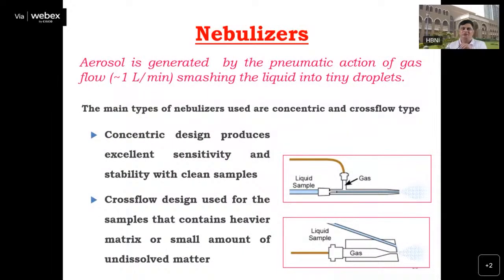In the case of a liquid sample, we can use both the cross flow nebulizer as well as the concentric nebulizer. This is a diagram for the concentric design, and this is for the cross flow. Generally, we use concentric nebulizers when the TDS is less than 0.5%. Whenever the TDS is high, then in that case we use the cross flow design nebulizer.